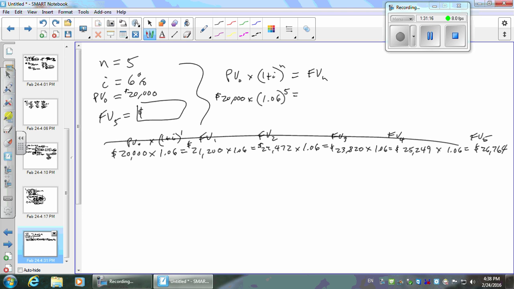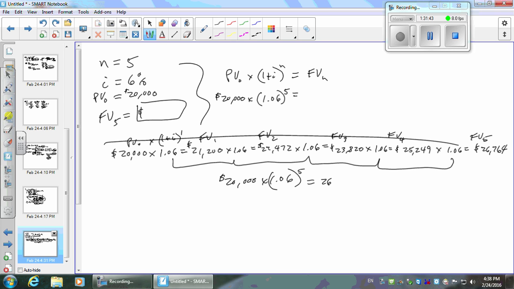Okay, now think back to your algebra, guys. What could we do instead? 1, 2, 3, 4, 5. Couldn't we just take 20,000 times 1.06 raised to the 5th? 1.06 times 1.06 times 1.06, 5 times, right? You could do that, and that'll give you what? 26,764. Oh, that's all this formula's doing.